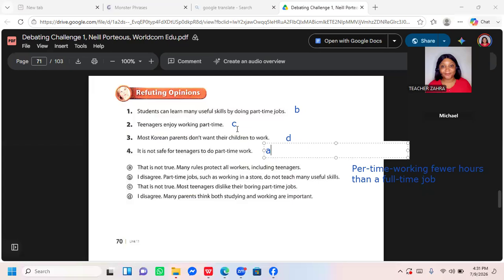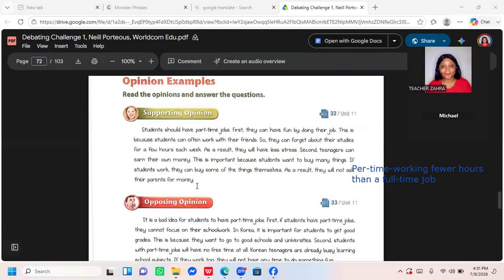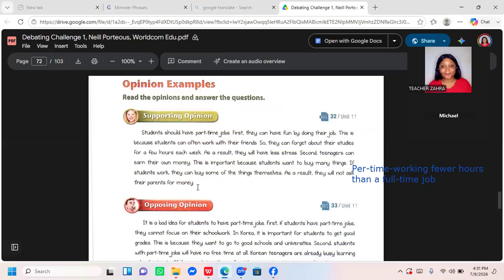So we are going to move to the discussion questions. Okay, can you read the opinion examples for me?